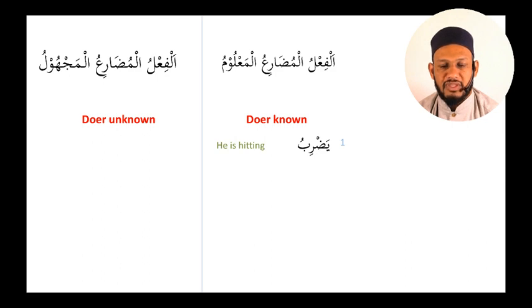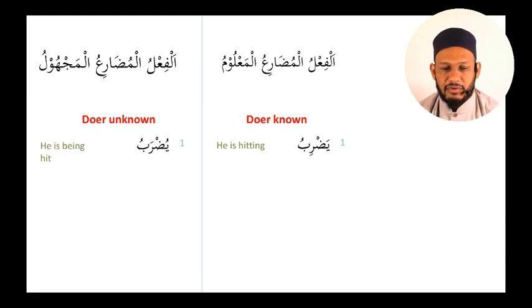For example, I have yadribu. Yadribu translates as he is hitting. So he is hitting is a verb, right? Yes. Is present tense? Yes. He is hitting. And is the doer known? Yes, the doer is he. So that's going to be a present tense verb where the doer is known. Yadribu.